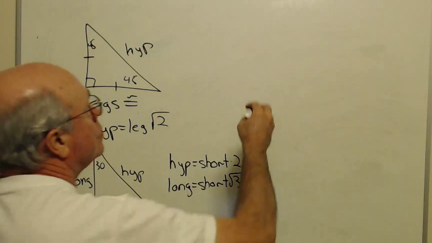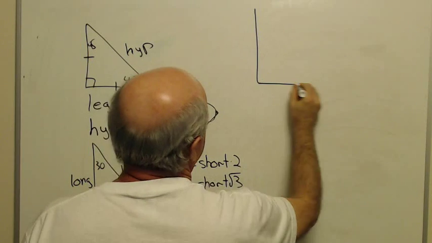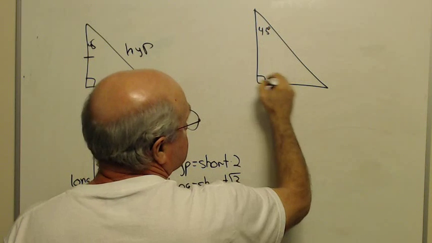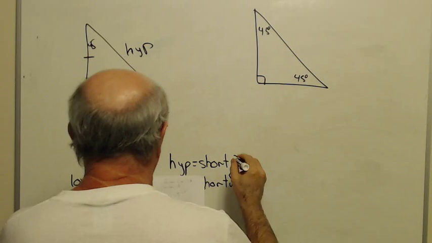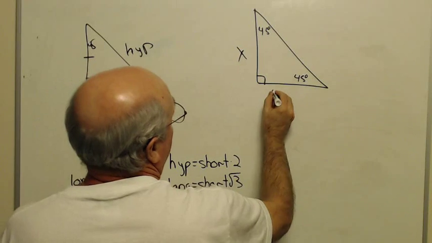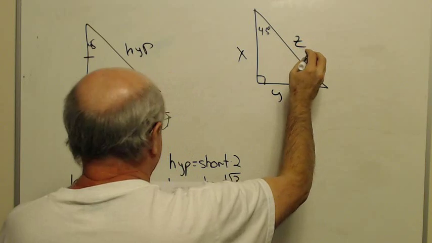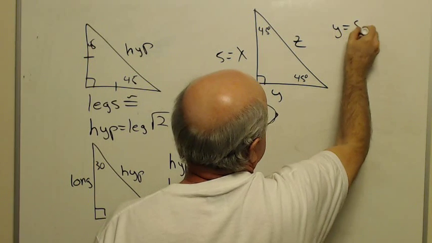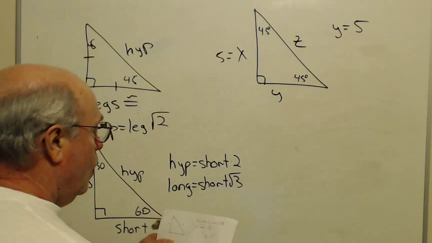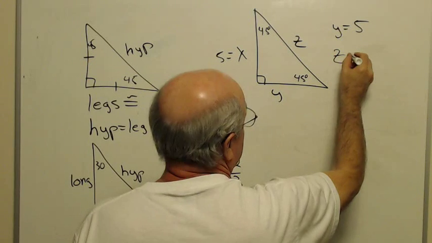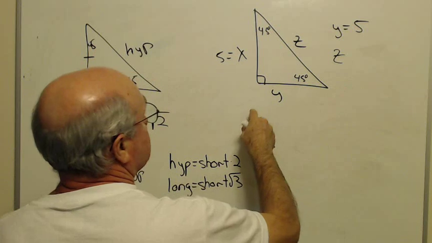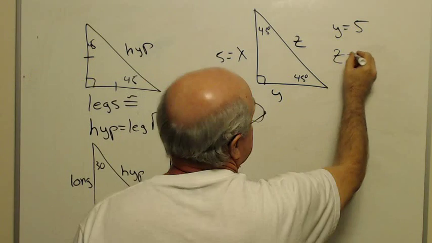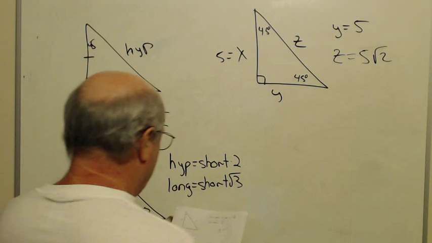Okay. So on our first problem, you're given a 45, 45, 90. It has that 45 marked, and since triangles have 180 degrees for the three angles, that one's 45. X, y, and z. The given information was that x was 5. The questions were, what's y? Well, y is 5. Reason, legs congruent. What is z? Well, z is the hypotenuse. So hypotenuse up here is leg root 2. Z is 5 square root 2.